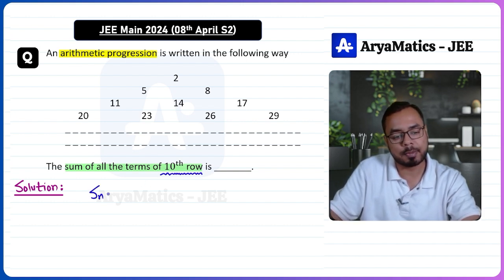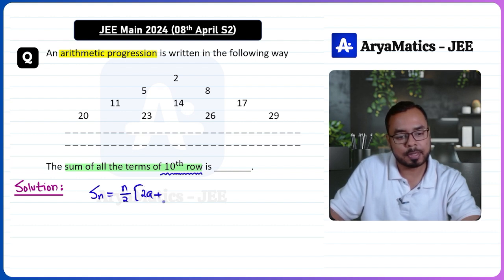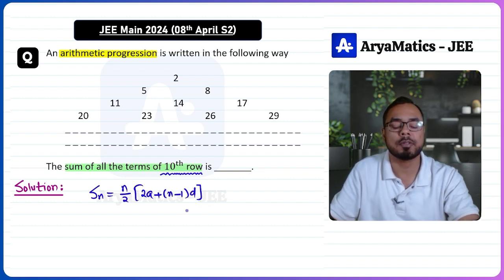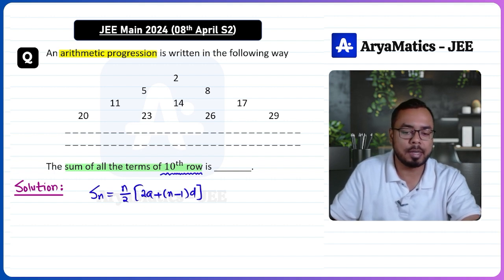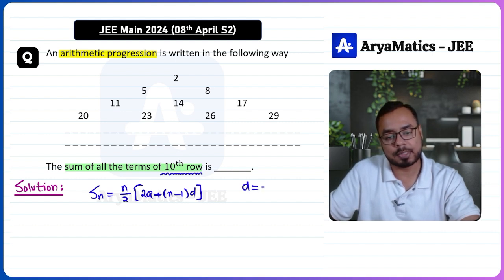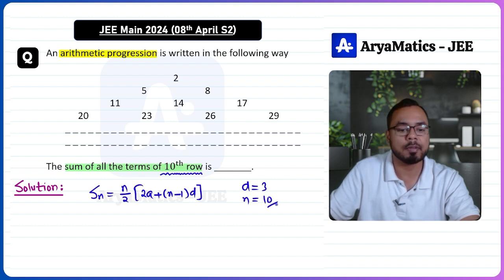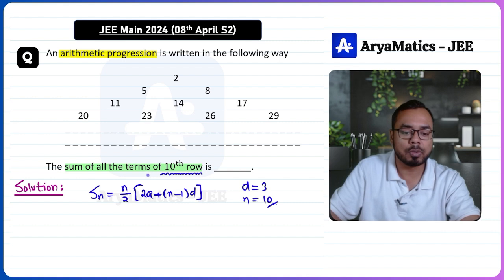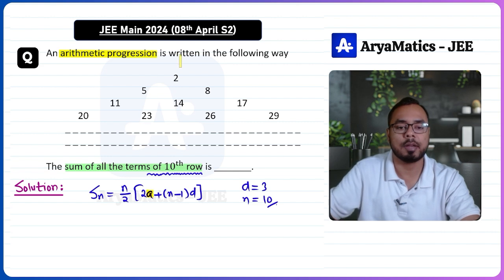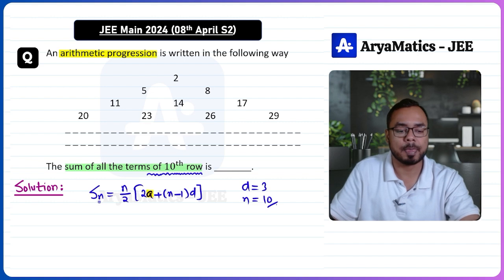Now we know that the formula for the sum of n terms of an AP is n by 2 times (2a plus (n minus 1) into d). This is the standard formula for finding the sum of n terms of an AP. As you can see, there are three unknowns in this formula: n, a and d. The common difference d will be 3. The number of terms n will be 10, because we have 10 elements in the 10th row. The question is, what will be the first term of the 10th row? We need to find this a here, and then we can easily get the sum of 10 terms.